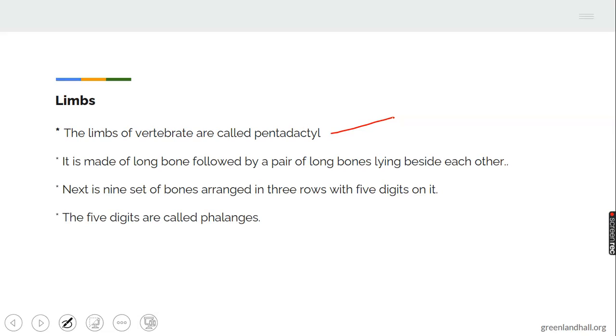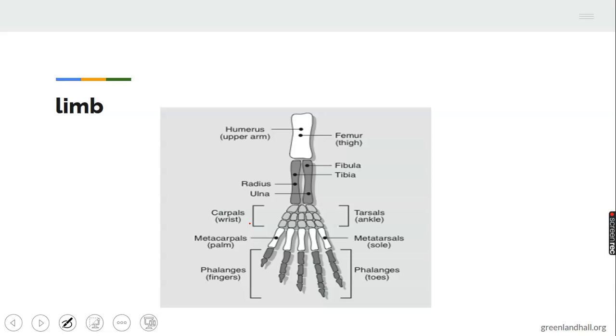Next is a set of bones arranged in 3 rows with 5 digits on it. That is on your wrist. And they are called what? They are called the phalanges. You can see the diagram there. This is the femur bone. This is the radius and the ulna. That is the forearm we are discussing. This is the tarsal, the ankle. These are the carpal. These are the phalanges, that is the fingers. In the leg, we call it the phalanges, the toes. We call it metatarsal too, where we call it metacarpal in the forelimb.